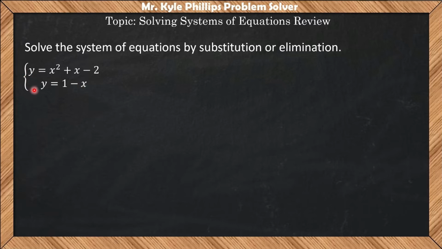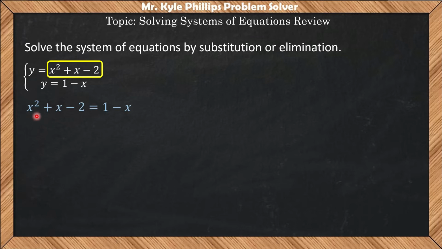So here in my example, both of my y's have a coefficient of 1. So what I can do is pick one of them. So here, x squared plus x minus 2, and I'm going to take this value and substitute it in everywhere I see a y in the bottom equation. So here I'll have x squared plus x minus 2 equals 1 minus x.